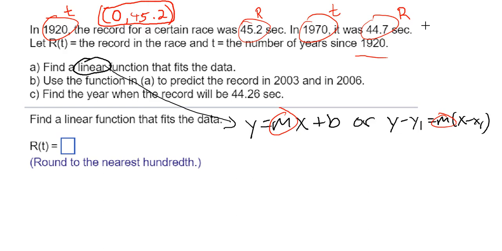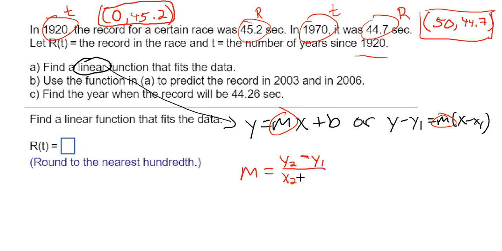The second point is 1970. So again, t is the number of years since 1920. So for 1970, it has been 50 years, right? 50 years has passed since 1920. And the record in that year was 44.7. And so that gives me a second point that we can pair together. Using those 2 points, we can find the slope. So I guess I need to probably do this down here. So we have m equals y2 minus y1 over x2 minus x1. Now I know the variables we're using are not x and y this time. We're using t and r. But for the purposes of the formula and for using 2 points, I leave it as just labeling.